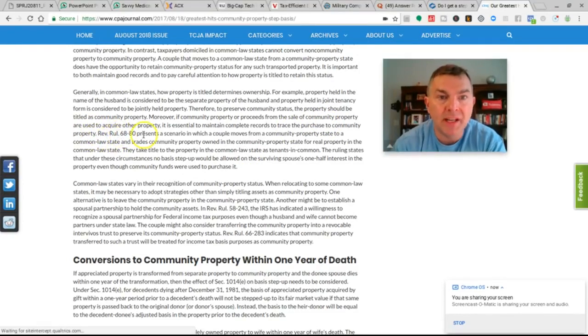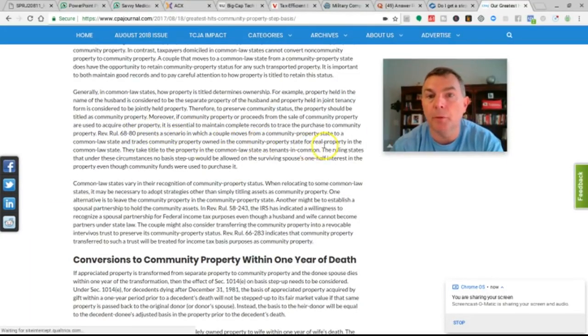Revenue Rule 68-80 presents a scenario in which a couple moves from a community property state, Texas, to a common law state, New Jersey, and trades community property owned in the community property state for real property in the common law state. So I'm selling my house in Texas and buying one in New Jersey. They take the title to the property in the common law state as tenants in common. The ruling states that under these circumstances, no step-up basis would be allowed on the surviving spouse's 1/2 interest in the property, even though community funds were used to purchase it.